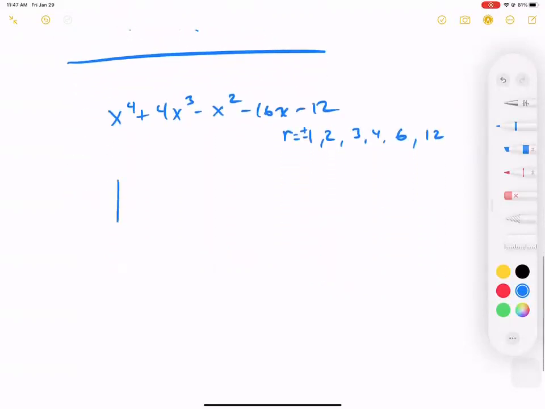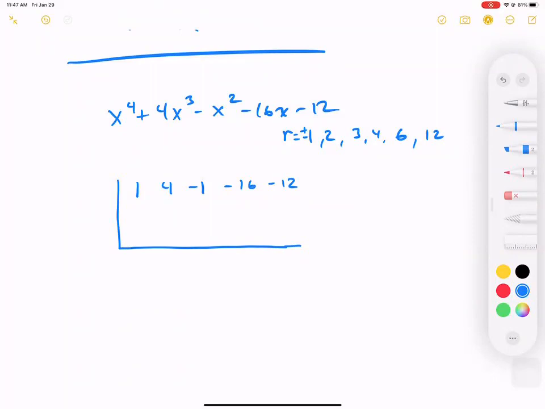Let's go ahead and write our synthetic division. It's not going to take me much time. 1, 4, negative 1, negative 16, and negative 12. Be careful about these negative signs, right? These negative signs do count. They do matter. You guys matter. These matter.